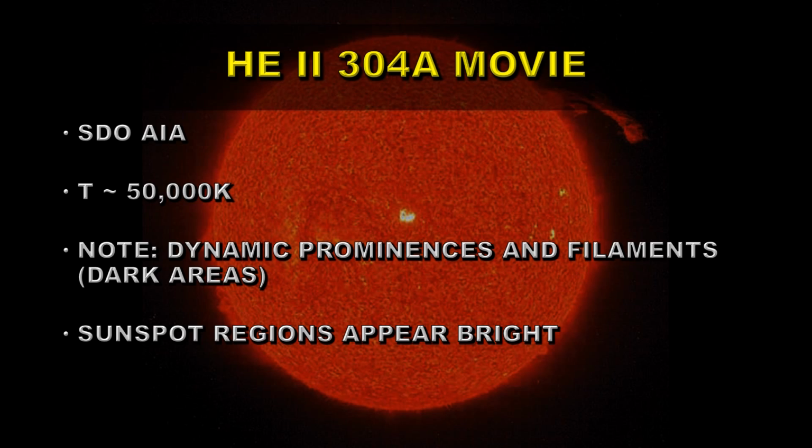Now we're going to go up a little bit higher in the solar atmosphere into a higher temperature. This is helium-2 304 movies, again from the Solar Dynamics Observatory, but from the AIA instrument. The approximate temperature of the plasma you're seeing here is about 50,000 degrees Kelvin. And the thing to look for here are the dynamic prominences on the limb and the filaments on the disk. These are the dark areas. The bright areas are sunspot regions, which show up as bright areas, like the one in the middle of this picture.